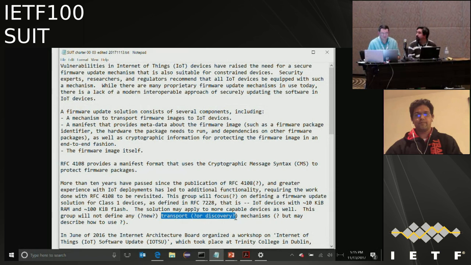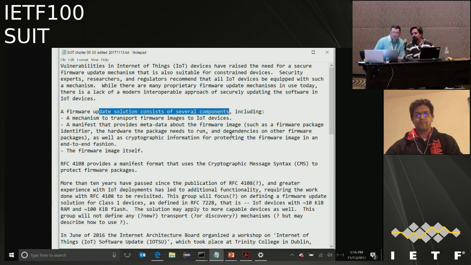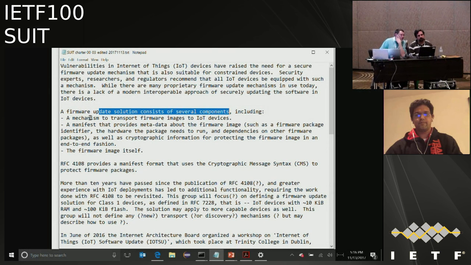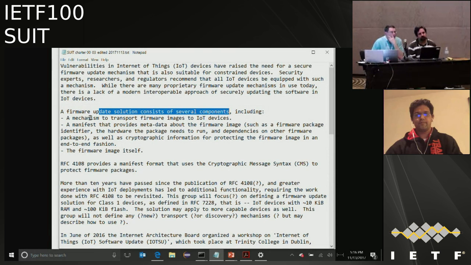No, but the point is that anybody can reject anything about capabilities and discovery and anything by pointing to this first block, a firmware update solution consists of, right? So I think that text is too constraining. Which text are you pointing to? A firmware update solution consists of, well, okay, it has several components including, but I mean, that's where things like discovery of service, capability of devices, that would be additional communication things. You have a proposed change.